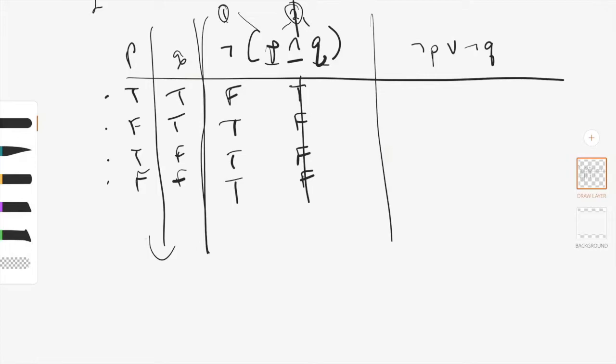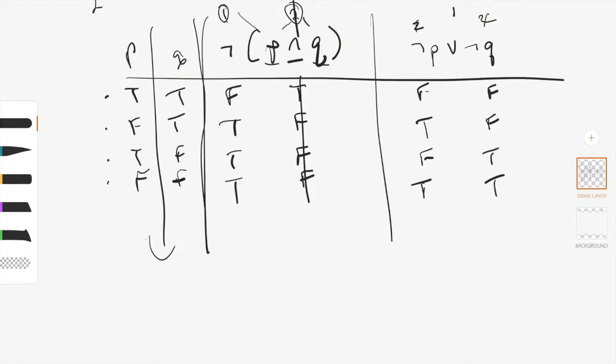Same process for the second expression. This is our level 1 operator. We have a level 2 over here and a level 2 over here. So we'll start with our level 2s. Not P: not true is false, not false is true, not true is false, not false is true. For not Q, not true is false, not true for the second row is false, not false is true for the third, and not false is true for the fourth row.